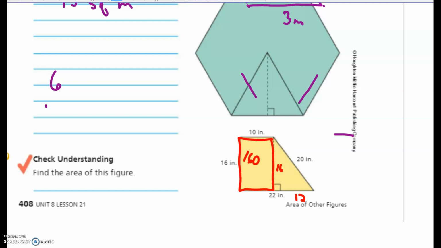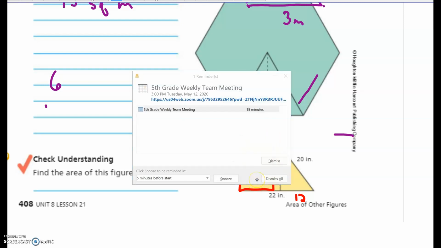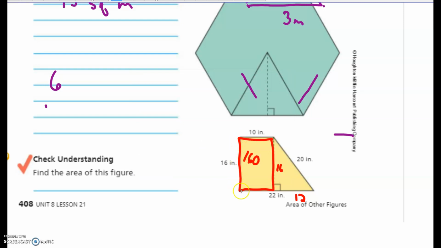All right, this was tricky because they gave you some numbers that you didn't need. Hopefully you saw that this was a rectangle and this is a triangle. The rectangle dimensions are 10 and 16.